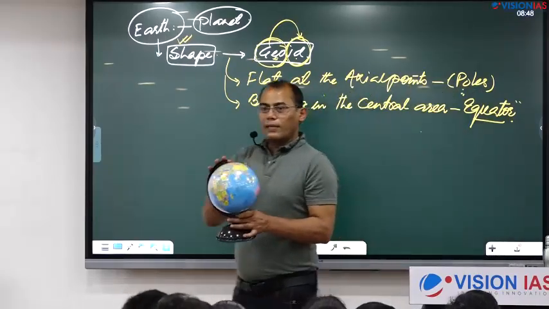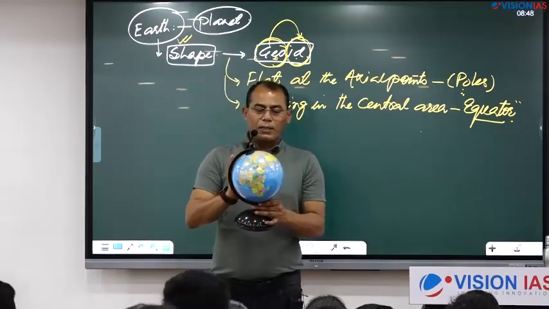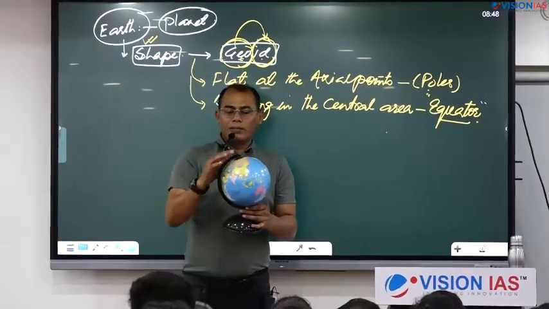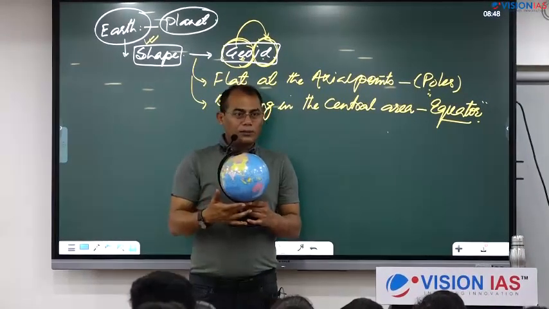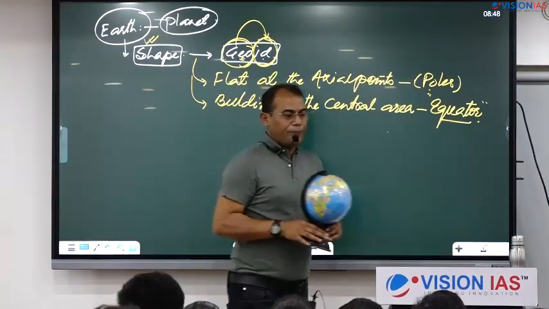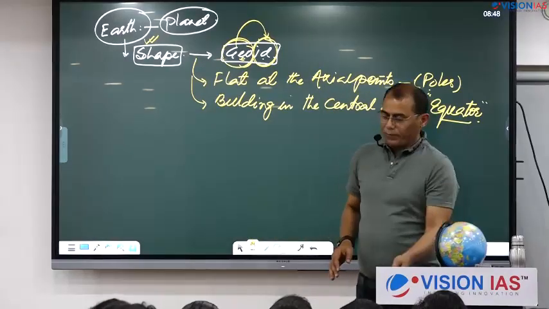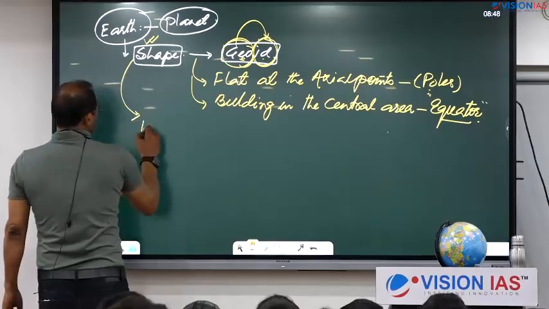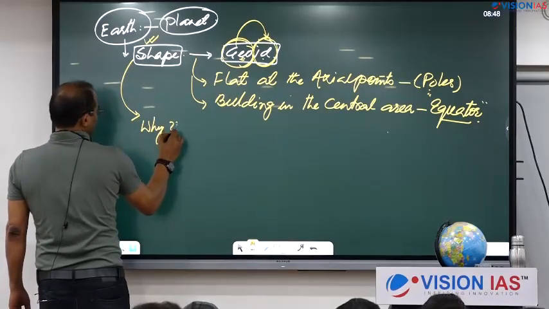Earth is flat at the poles and bulging in the central area. We call it the equator, and we call the ends the North Pole and South Pole. You all might be knowing. Why is it this shape? Whatever uniqueness it has about its shape, why is it so?